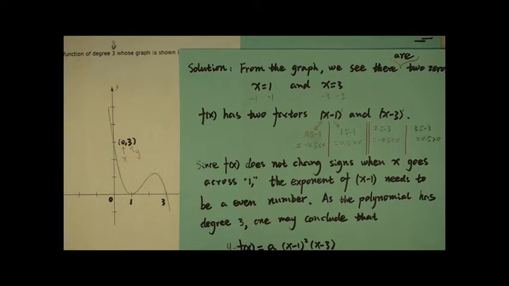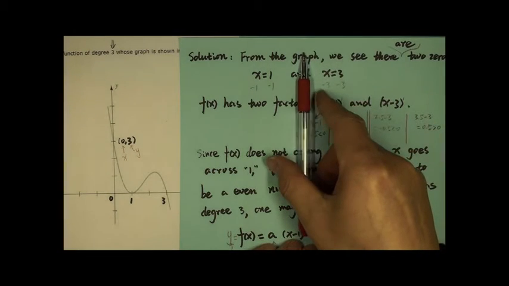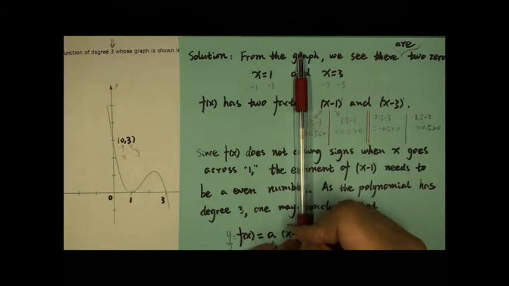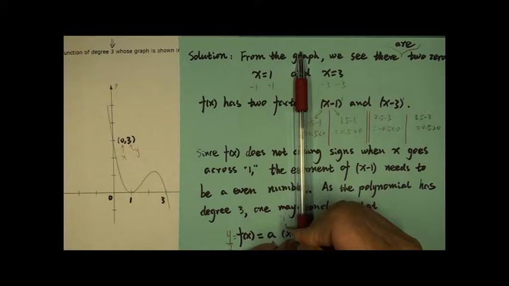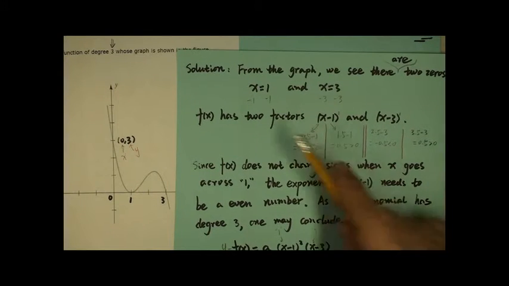The reason you can see clearly here is that if you plug in 1 into the polynomial here, then 1 minus 1 is 0. If one factor is 0, it crashes all. And similarly, if you plug in 3, 3 minus 3 is 0. So this quantity is 0, and it leads the whole expression to 0. So we know x minus 1 and x minus 3 are two factors.